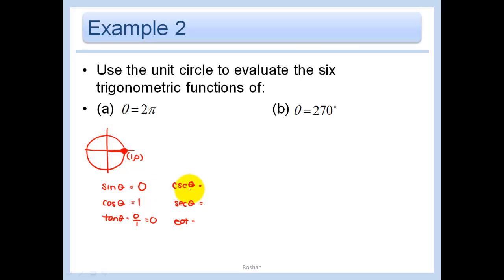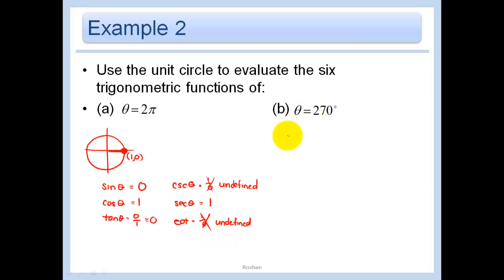And so secant, flip 0 over 1, and we get 1 over 0. That is undefined. Make sure you don't write that. You write undefined. But 1 we can flip and just get 1. And flip 0 over 1 and we get 1 over 0 again, or undefined.